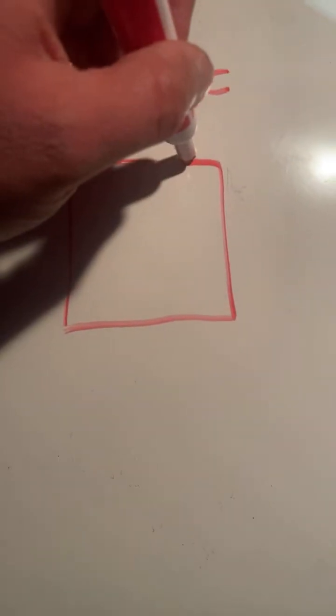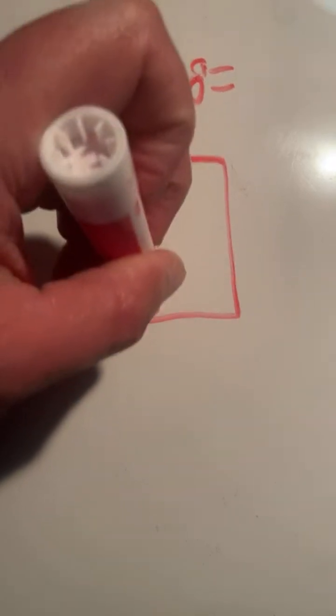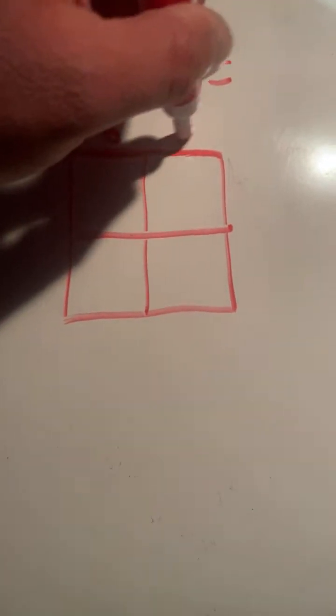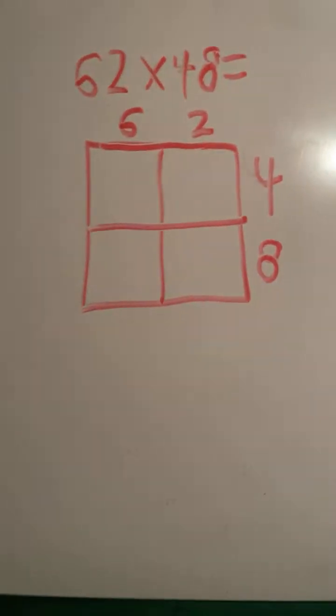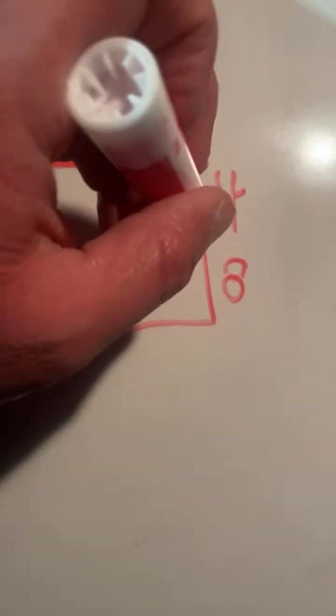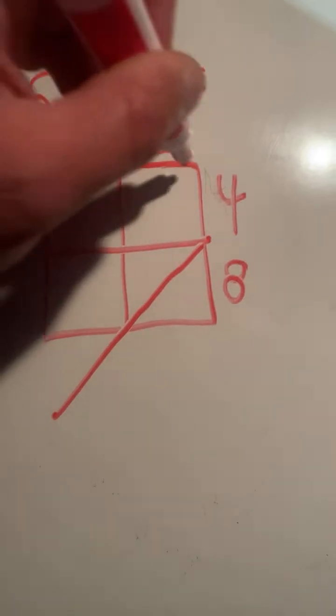So we make our square. Separate box for each digit. So we have a box for the 6, a box for the 2. We have the 4 and the 8 go along the side. Then we have to draw a line through each box for the separate triangles.